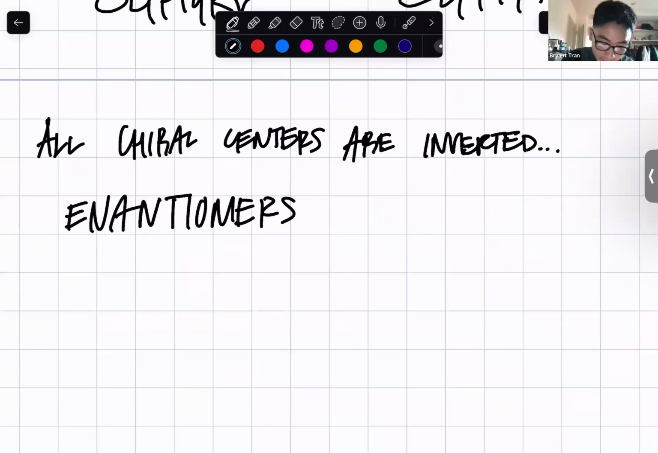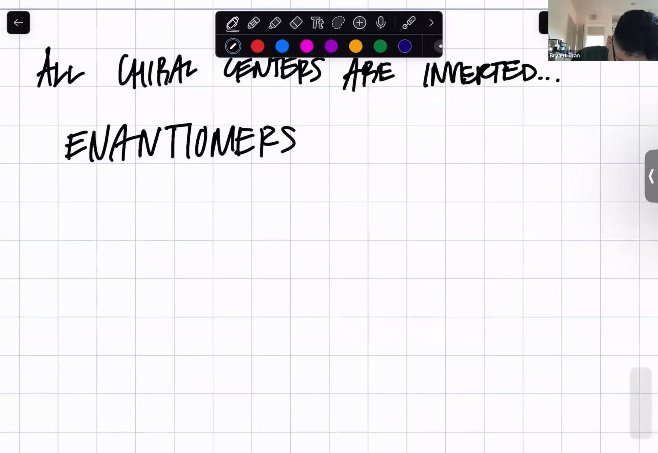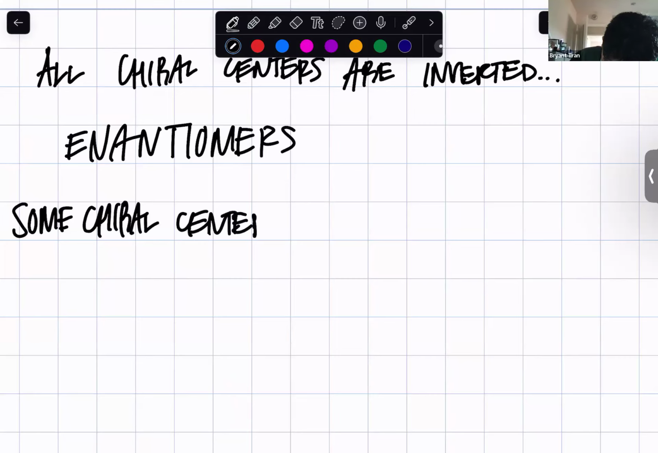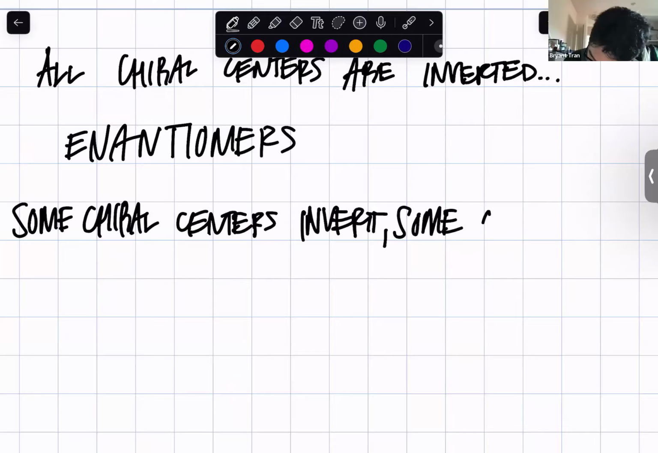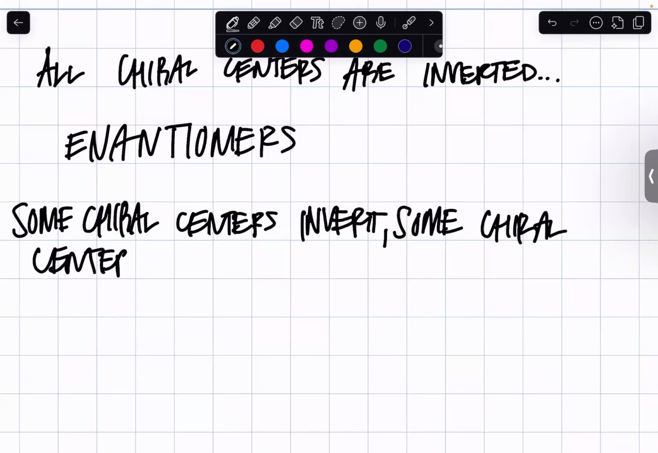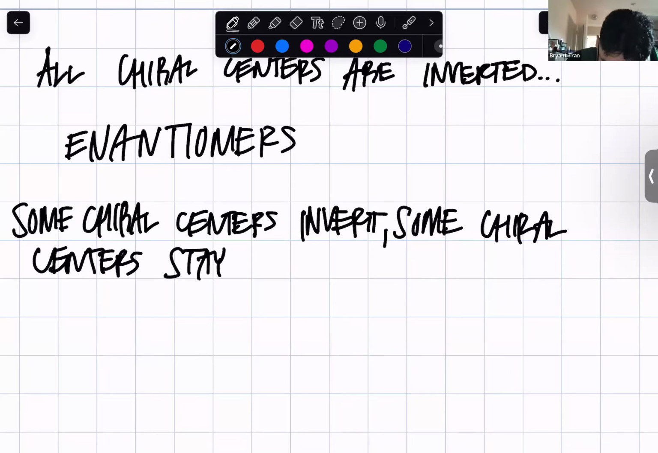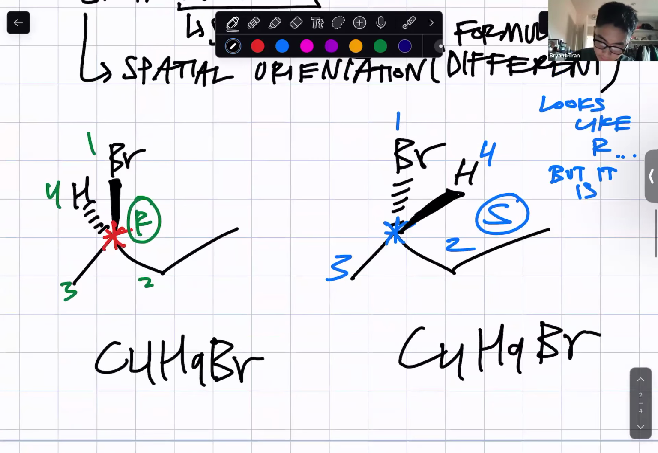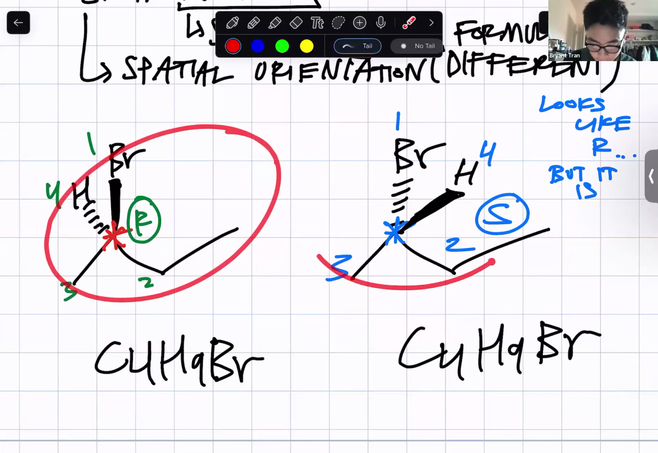Now I'm gonna introduce you to diastereomers as well. Diastereomers are gonna be when some chiral centers invert and some chiral centers stay the same. So enantiomers are gonna be two molecules that are non-superimposable from each other.